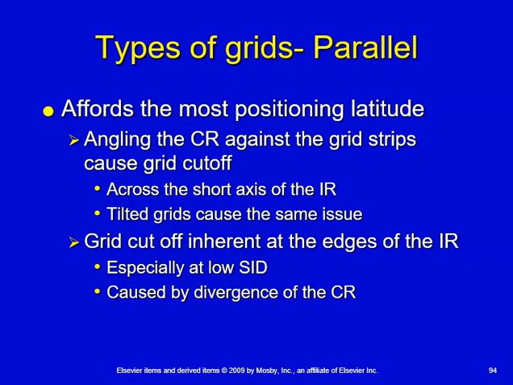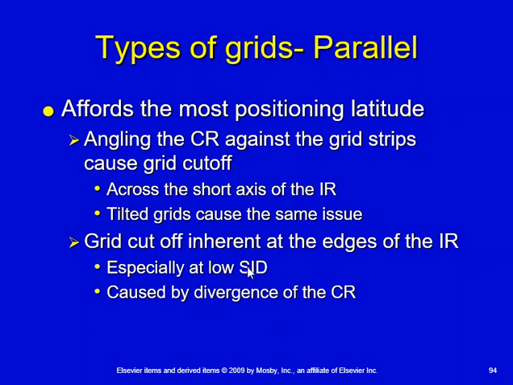The problem with parallel grids is that there is inherent grid cutoff in them, and that is because as the beam diverges, we get angulation towards the periphery of the X-ray beam. And angulation is not specific to the long axis of the grid, it goes across the short axis as well, which means that out in the periphery of the grid, the central ray is not going to be parallel to the grid strips. So since it's not parallel to the grid strips, you're going to have grid cutoff. In most cases, it's pretty unobservable unless you're looking really, really close. But if you are looking really close, you might actually be able to see the grid lines.